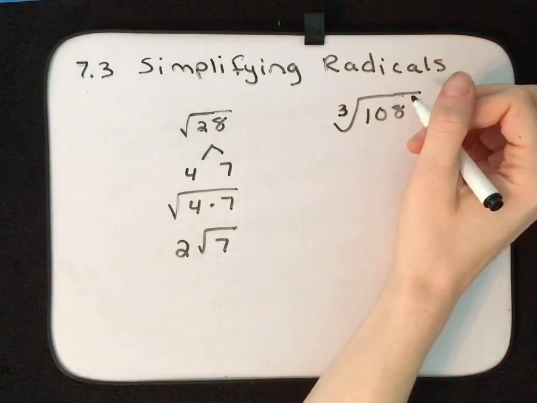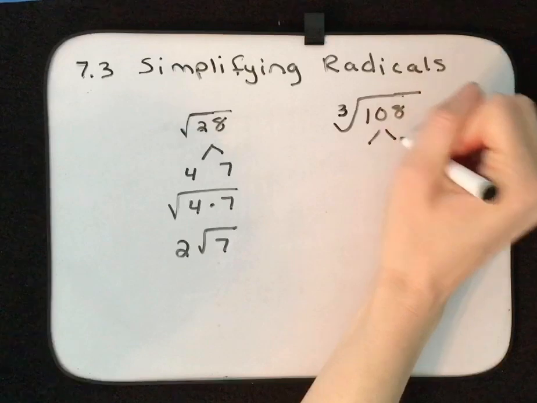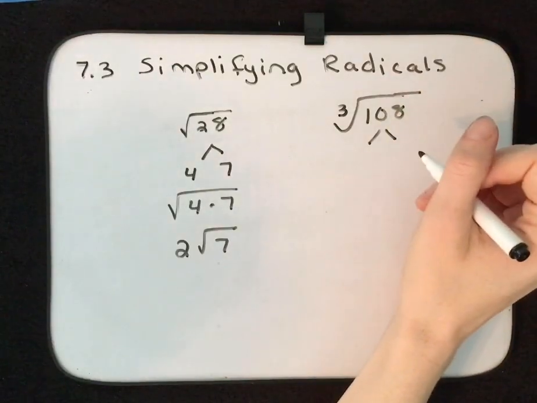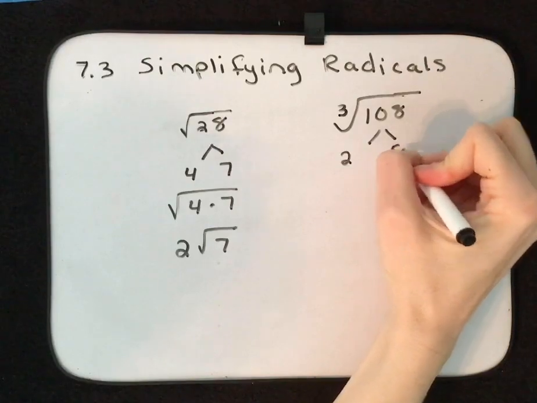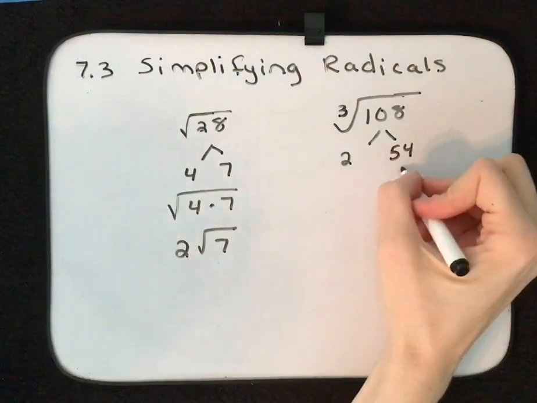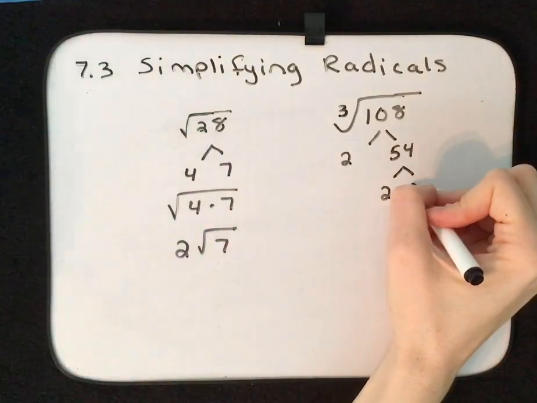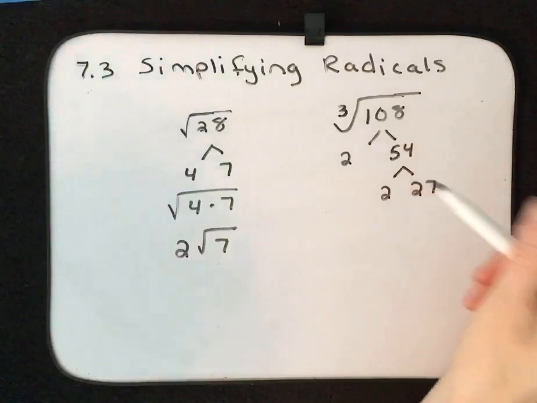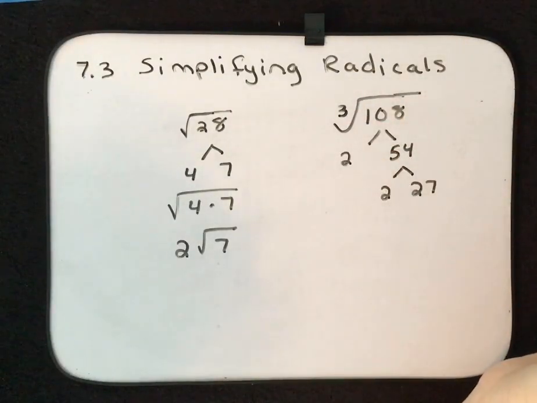If you're not sure how 108 breaks down, just start with something and go from there. I like to start with a low number, and then I just work my way up. So 108, I know that's divisible by 2, so 2 times 54. Well, I don't know too much about 54, so let's keep going. 54, I know that's divisible by 2, so 2 and 27. I was hoping to get another 2 here because it's a cube root, and then I would have been able to pull a 2 out, but that's not going to work.